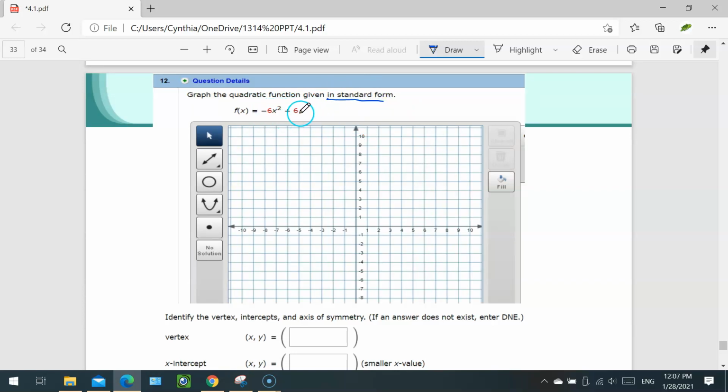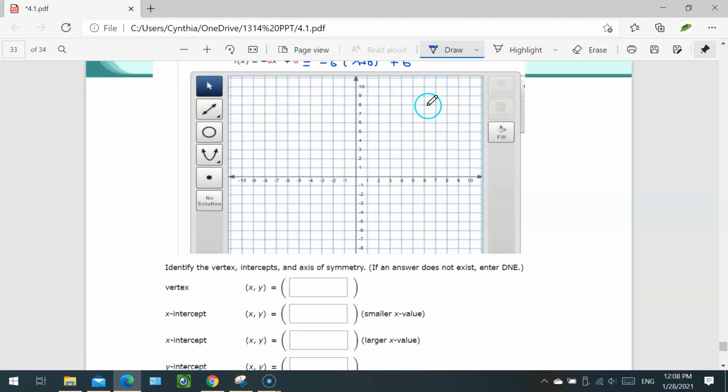But when I look at the function, I don't see the standard form here, right? It looks like a general form. So how can we make this form into the standard form? I'm going to rewrite it as -6x, so plus 0, squared, this is 0. So x plus 0, squared, plus 6. Now I have the standard form, which is the vertex form, right?